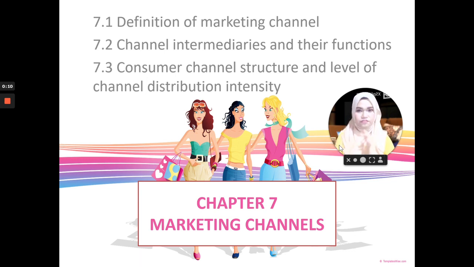Basically, in chapters 5 and 6, we have learned about products, the first P. Remember, we have 4 Ps. So chapters 5 and 6 covered products with you. In chapter 7 and also chapter 8, we are going to talk about the second P, which is place. For chapter 7, we first are going to learn about marketing channels.